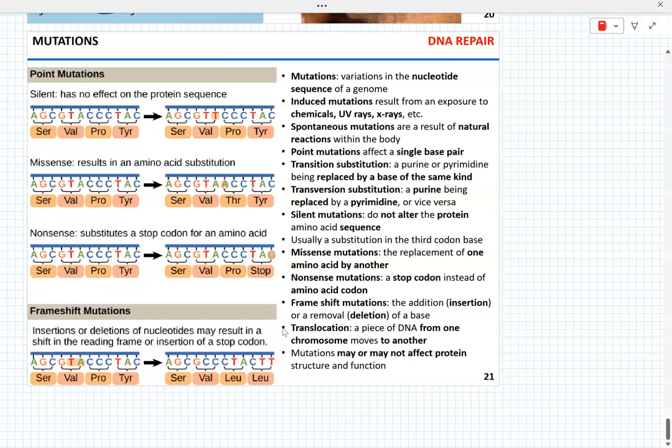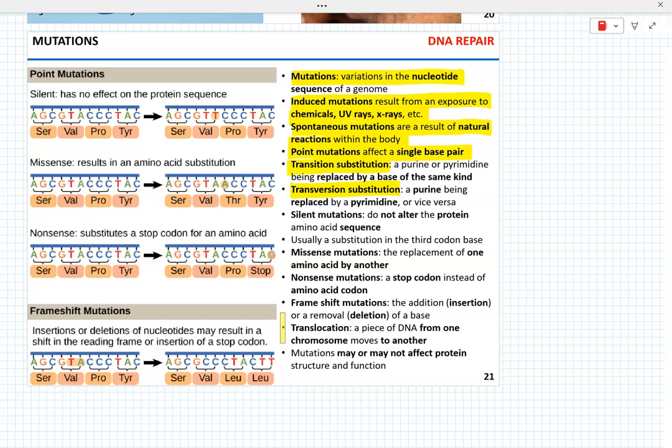Now, mistakes in the DNA are called mutations. So mutations are essentially variations in the sequence of nucleotides in the genome. Mutations can be spontaneous, that are due to unfixed replication mistakes, or they can be induced, which may result from exposure to chemicals and radiation. There are two main types of mutations: point mutations and frameshift. Point mutations affect one base pair. Transition substitution is when a purine or pyrimidine is replaced by another purine or pyrimidine. For instance, A is replaced by G, or T is replaced by C. Transversion substitution, though, is when a purine, for example A, is replaced by a pyrimidine, for example C, or vice versa.